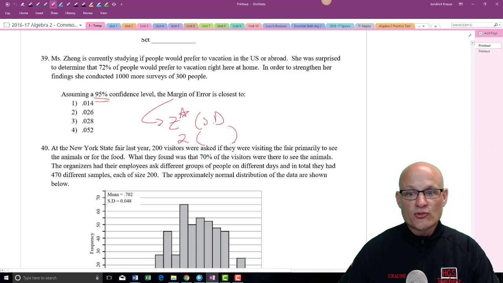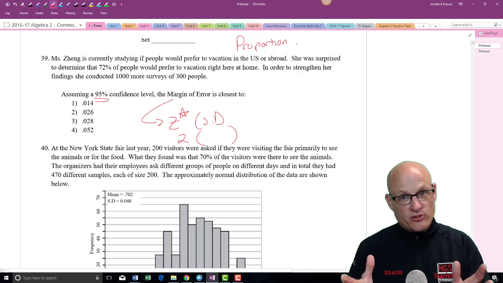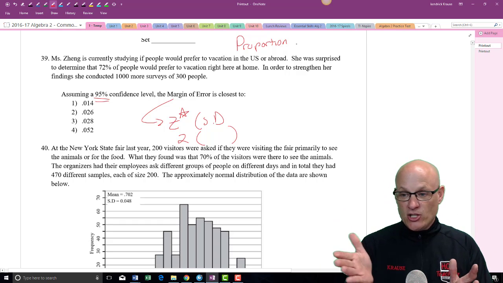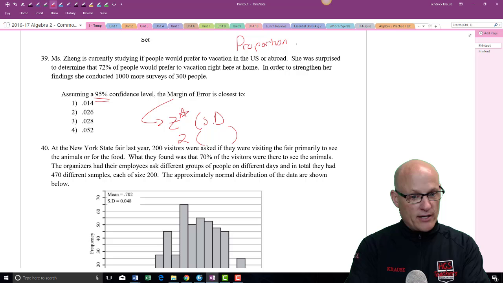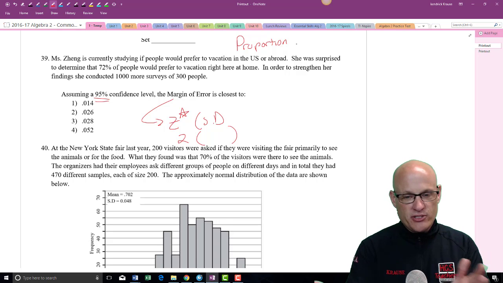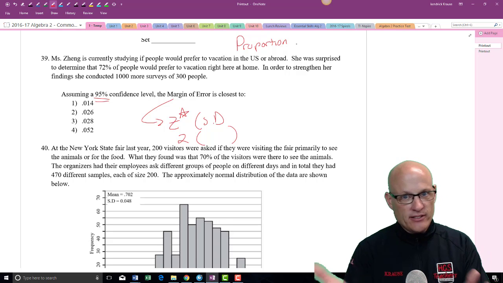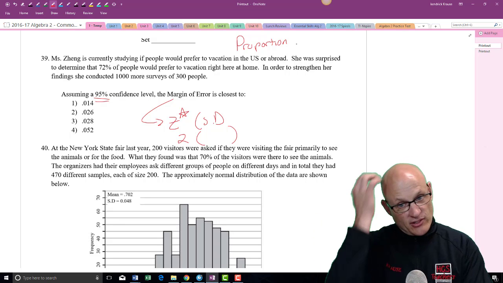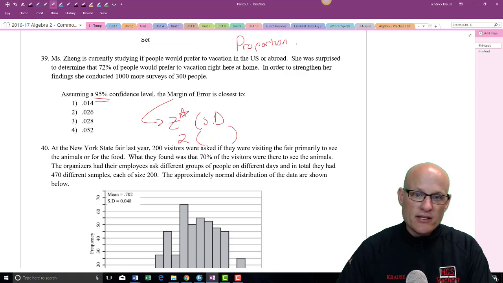It's not there, so you have to calculate the standard deviation. And the formula for a standard deviation for a proportion, this is a proportion. I know it's a proportion because Ms. Zhang asked, do you prefer to stay in the United States or abroad? It's a yes-no kind of question, a two-part question. United States or abroad? It's only 2 choices. It's not like 40, so it's a proportion.